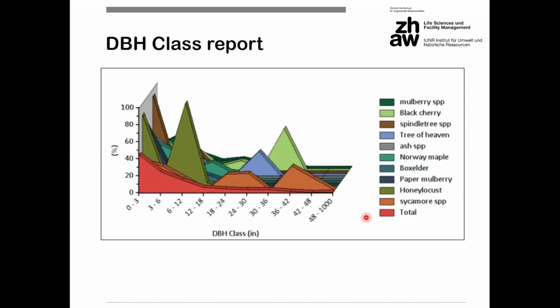So you have the DBH class. Here it's inches, of course. In Europe or in Switzerland, we would do that in centimeters. And you see the DBH classes from each tree species, for example. So you have an overview of how old or how big every tree species in your city or in your perimeter is.